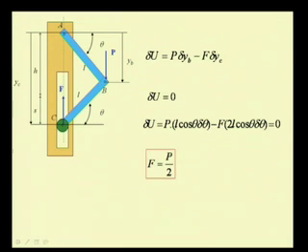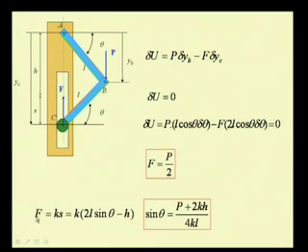And from this we get that the force of this spring is equal to P by 2, and we already have this relation, that is the spring force is equal to the spring constant times (2L sin theta minus h), and from this we can find sin theta, which gives the unique configuration of this link, that is theta, which is equal to sin inverse of (P plus 2kh) by 4kL.